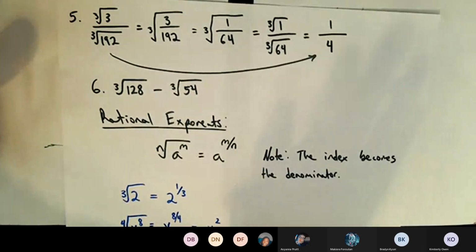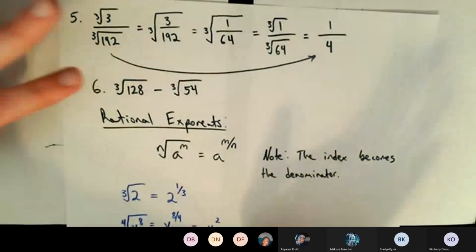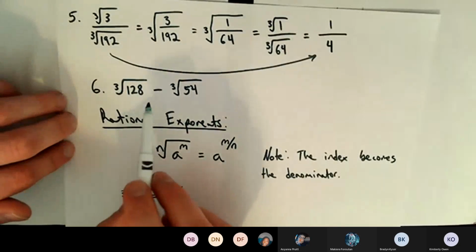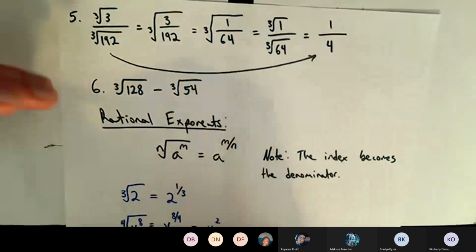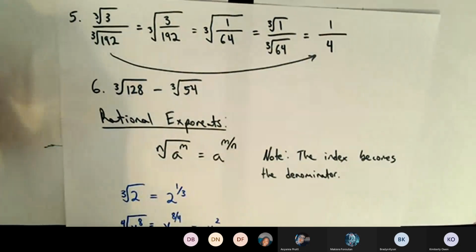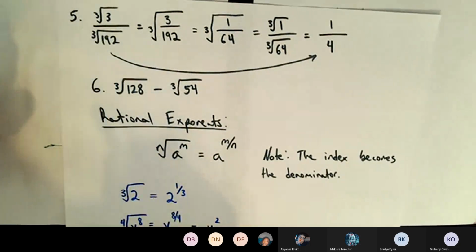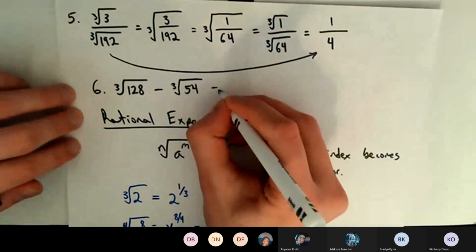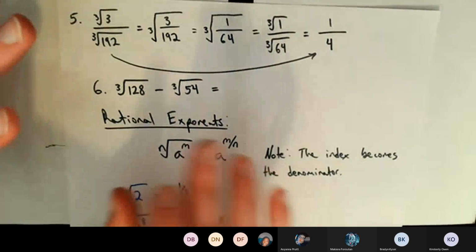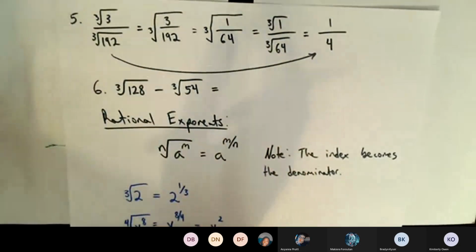You cannot put these together. Your instinct may be to push these together under one radical and just do 128 minus 54 and then deal with the cube root of the result. Can't do that. The only two operations you can do that with are division and multiplication. So all we can do here is try to simplify each of these, and then maybe once they're simplified, we can sort something out between these two.